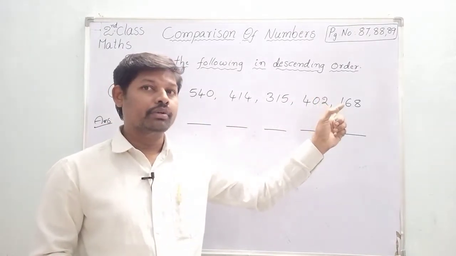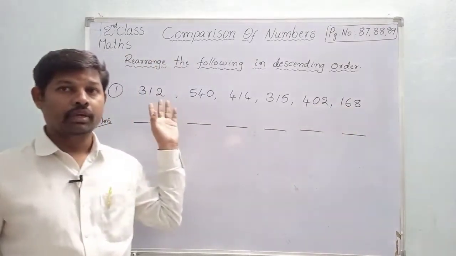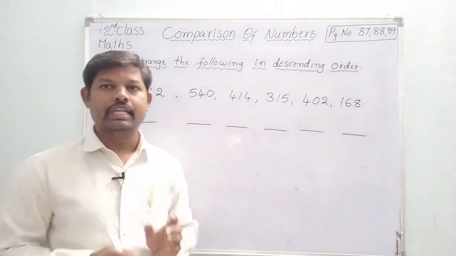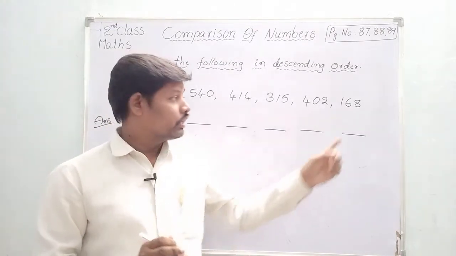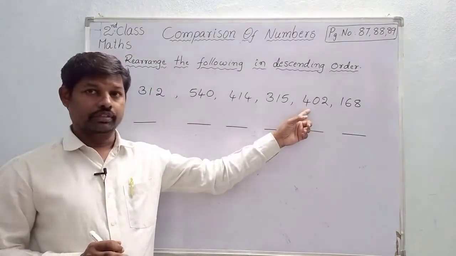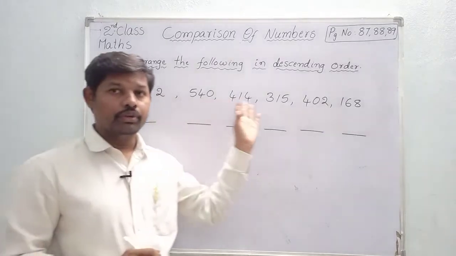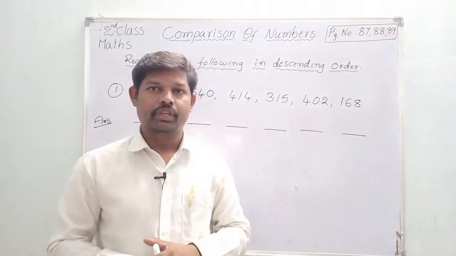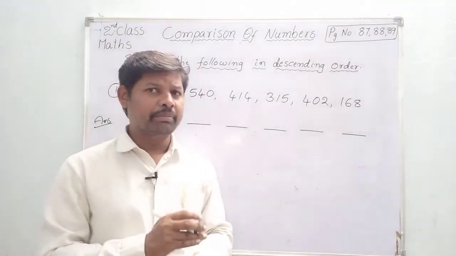How to find out? First we have to count the number of digits. Whether all the numbers have the same number of digits. How many digits are there here? 3. Here 3. Here also 3. All numbers have 3 digits only. So now we have to find out the big number. How to find out the big number?